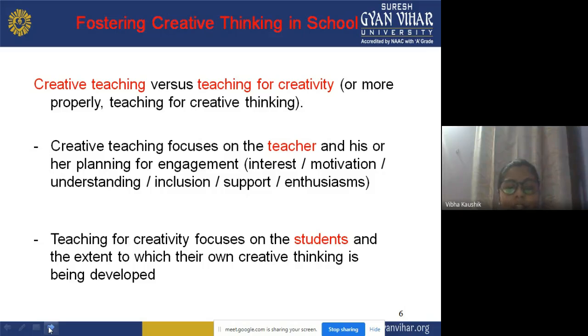Now, the second thing is teaching for creativity, which means you are trying to develop creative thinking among the students during your teaching-learning process. Teaching for creativity focuses on the students. The main important thing is the student: what the student thinks, how we can develop creative thinking in schools, and the extent to which their own creative thinking is being developed. Now the focus is on students, and as a teacher, my role is to develop creative thinking in students, and how it should be developed. The whole focus area is on the students.